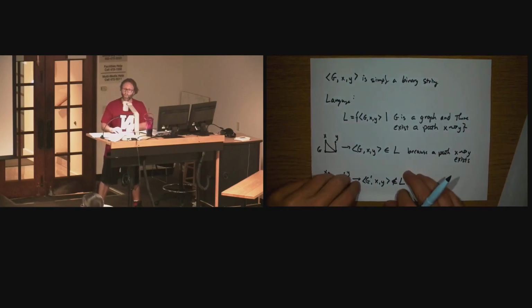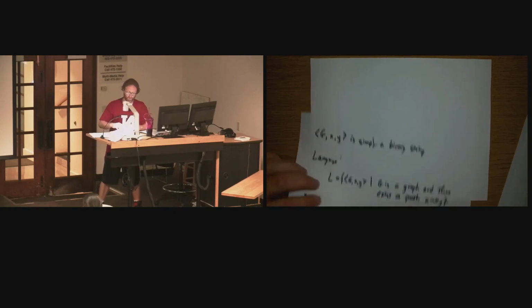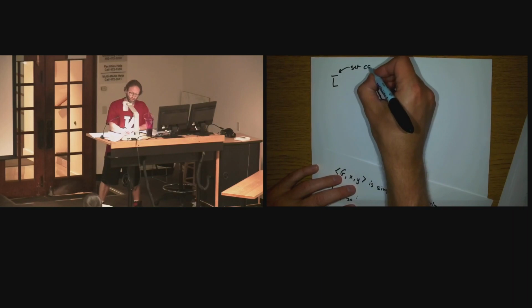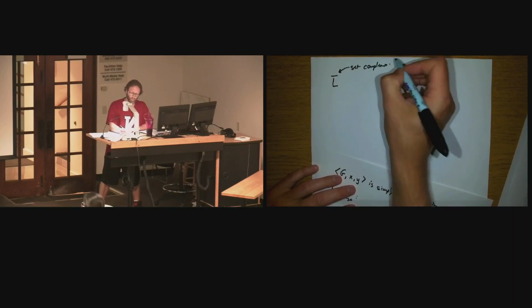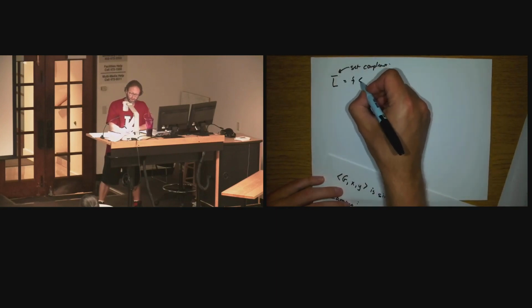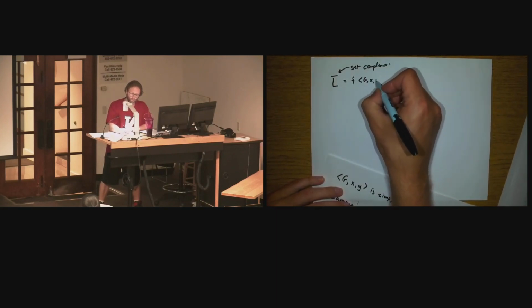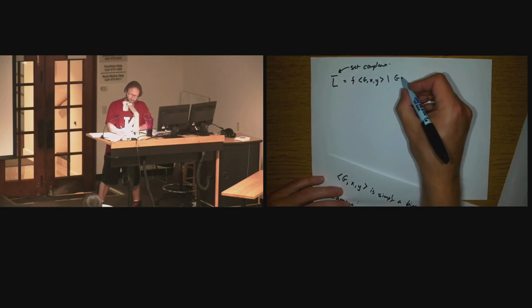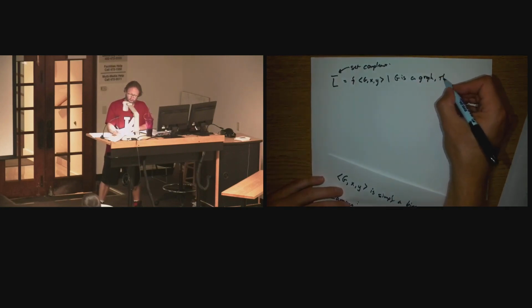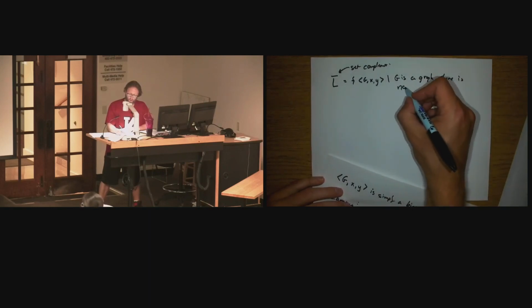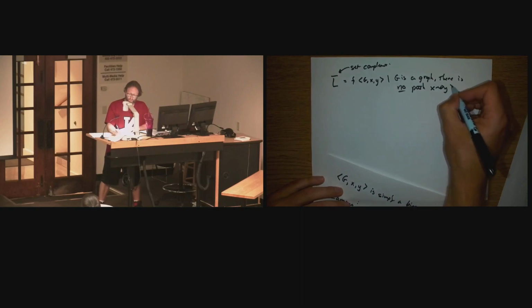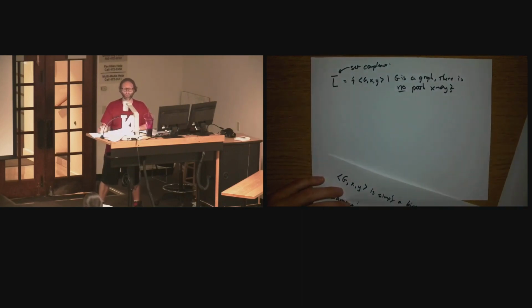Right? Well, what about the other language? This is the set complement. If I define the complement of L to be this, then this is going to be defined as all encodings of G, X, and Y such that G is a graph and there is no path X to Y. Right? That's the complement language.